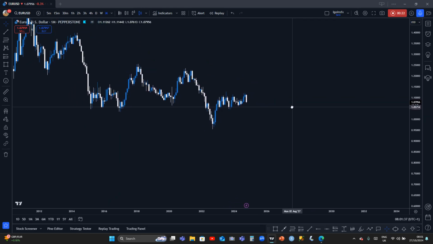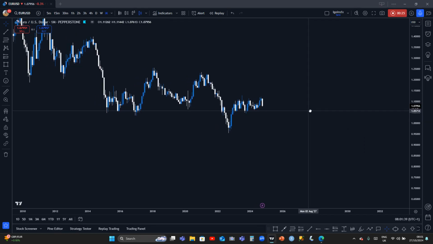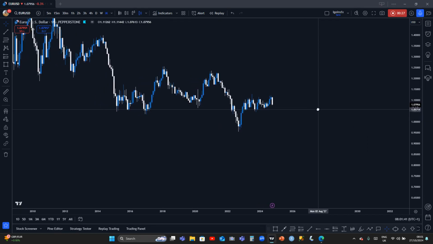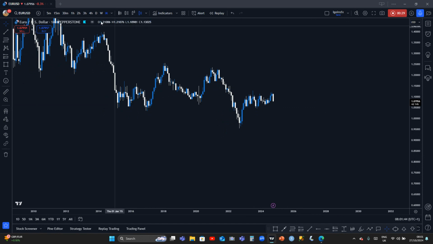As we all know, we do our top-down analysis starting from the monthly time frame, then we'll scale down to the time frame where we do our execution. All right.